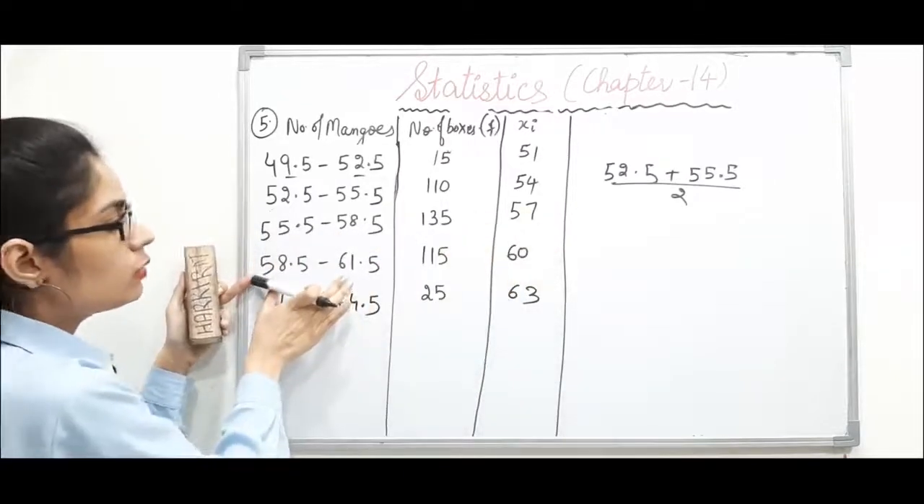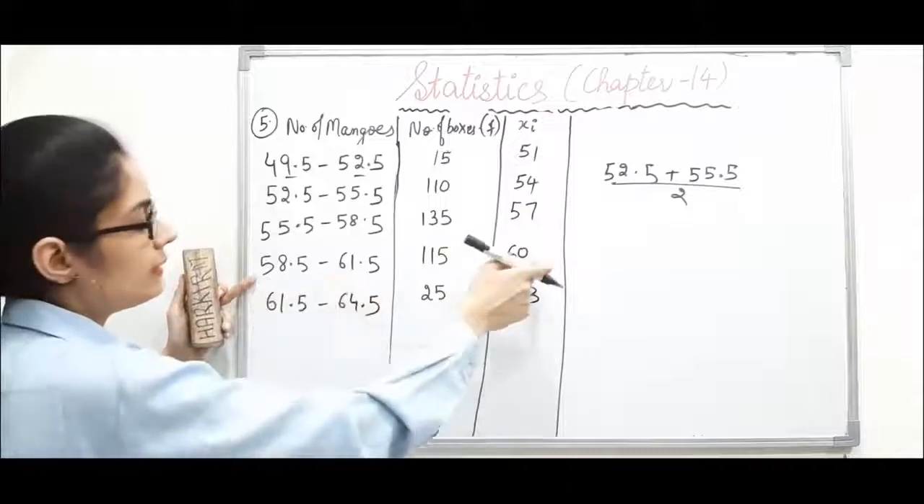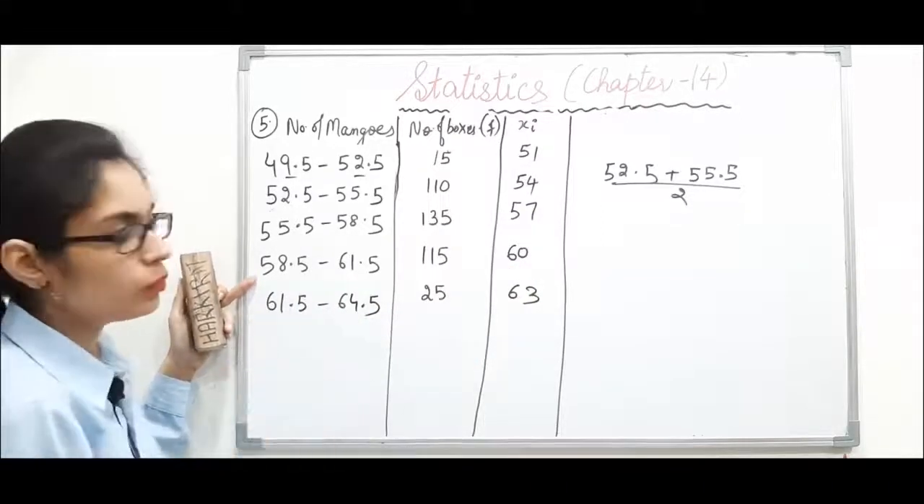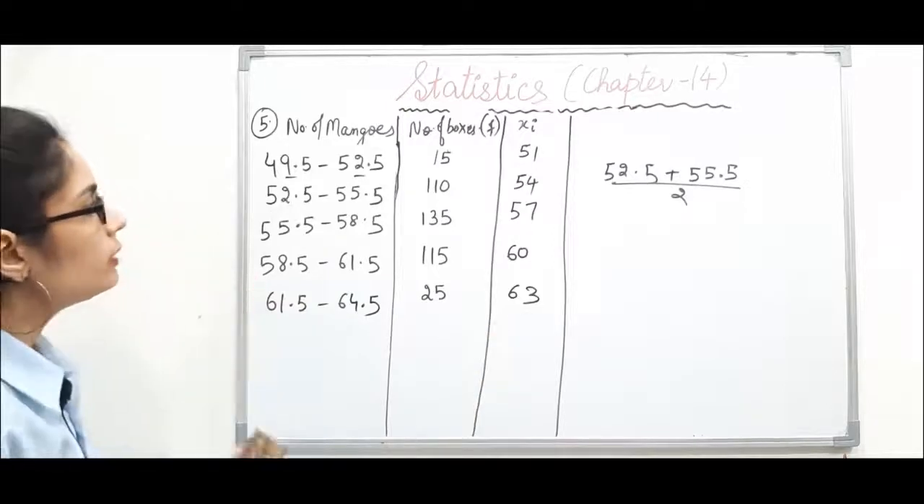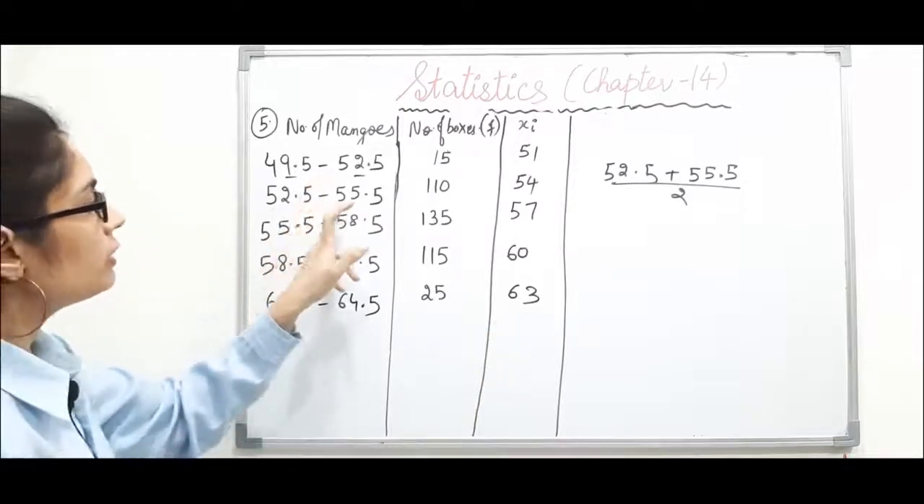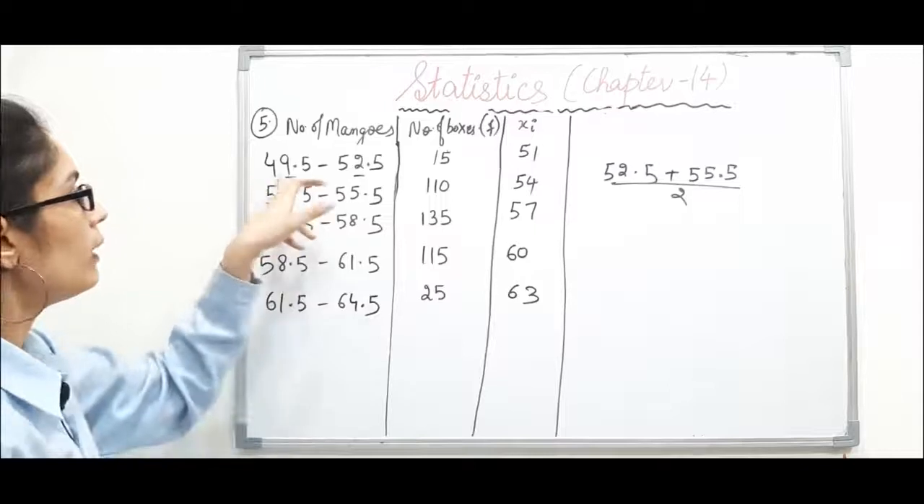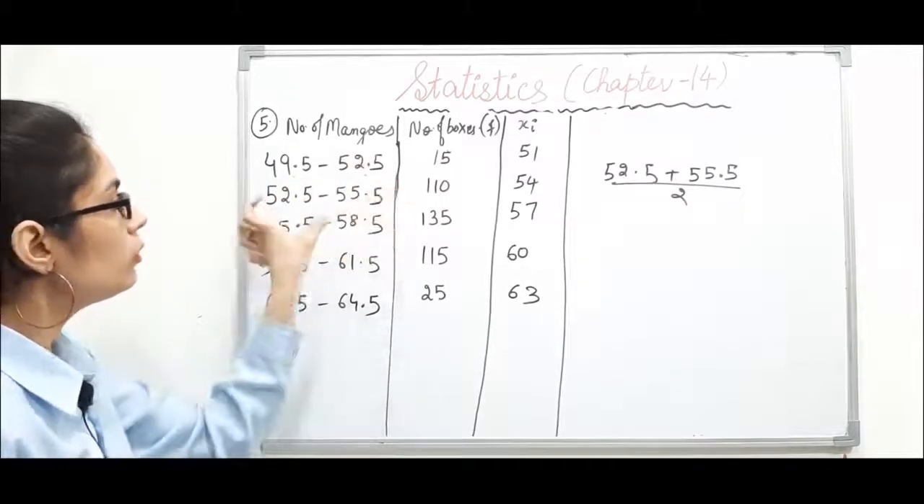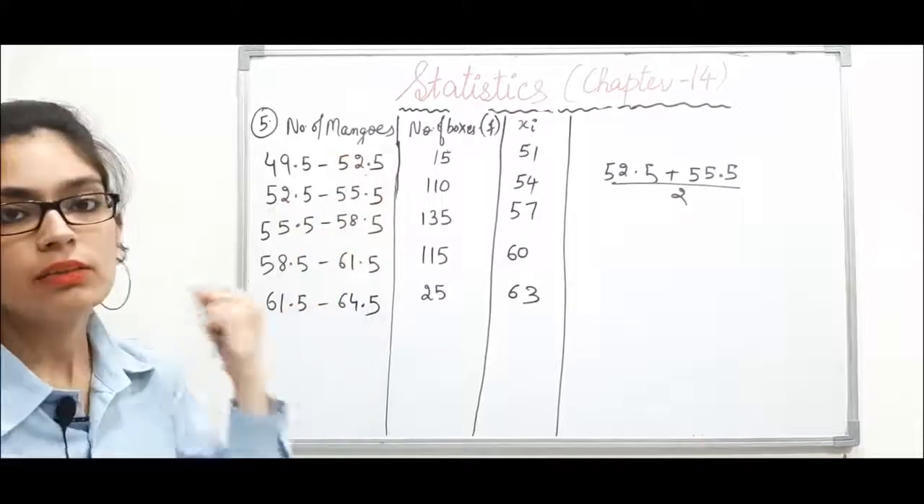If you add these two and divide it by 2, you will get 60. And if you add these two and divide it by 2, you will get 63. And you can see in these terms there is a difference of 3. See, 49, after 3 it comes 52. So in all the numbers you can see there is a difference of 2.